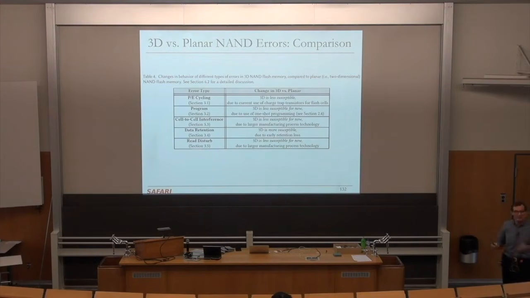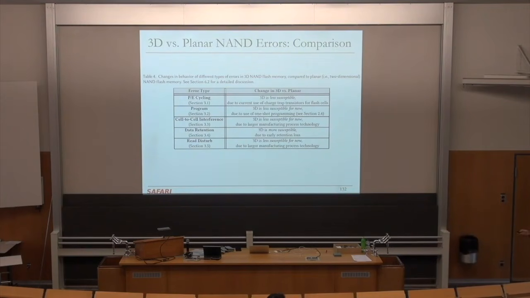Program errors, program interference errors, basically 3D is less susceptible again for now. Because the cell size is large, they use one-shot programming. They don't do this two-step programming that's really needed as the cell size becomes smaller. And as a result, this is also less susceptible. Cell-to-cell interference is also less of an issue in 3D because you have a larger manufacturing process technology. As I said, it's 35 to 40 nanometers as opposed to 15 nanometers, let's say, 10 to 20.